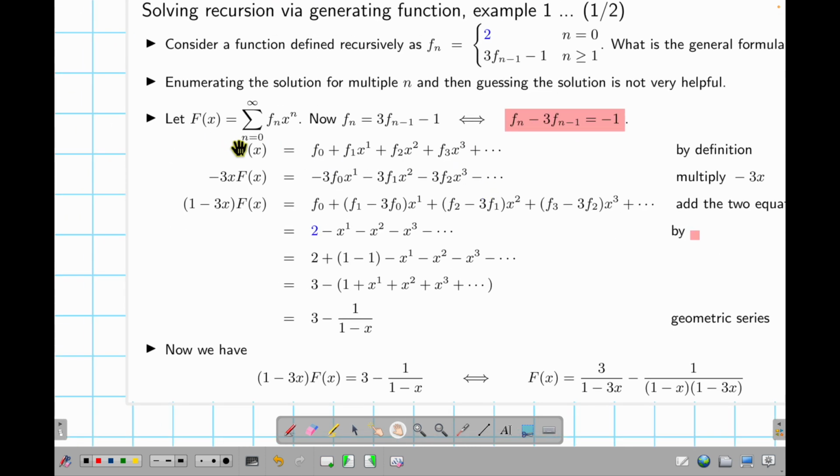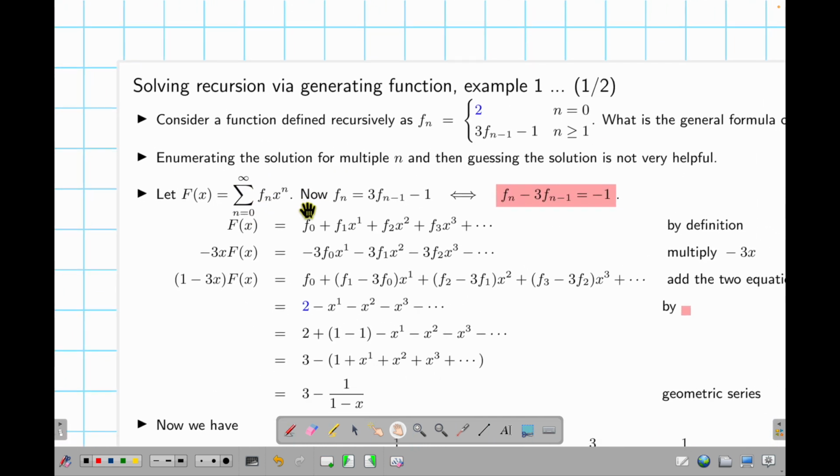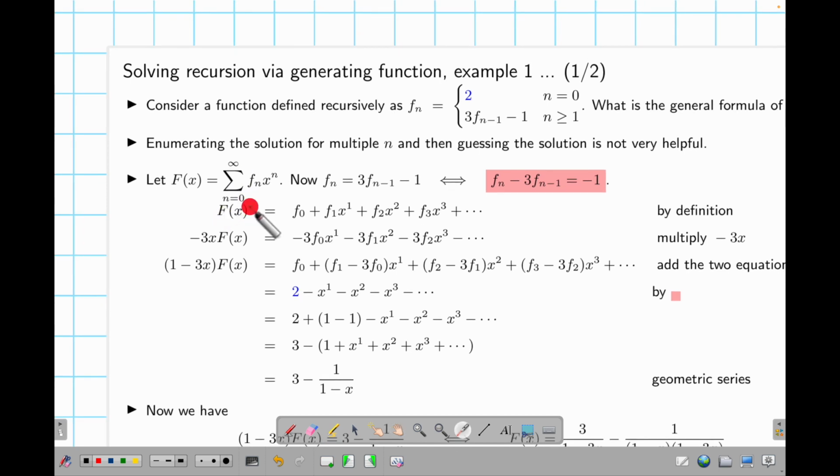So let big F(x) be this thing. What's this big F? It's the sum for n from 0 to infinity of fn x to the power n. So the first term will be f0 x to the power 0. What's the next term? The next one will be f1 x to the power 1. The next one will be f2 x squared, and then so on. Okay? So this is by definition.